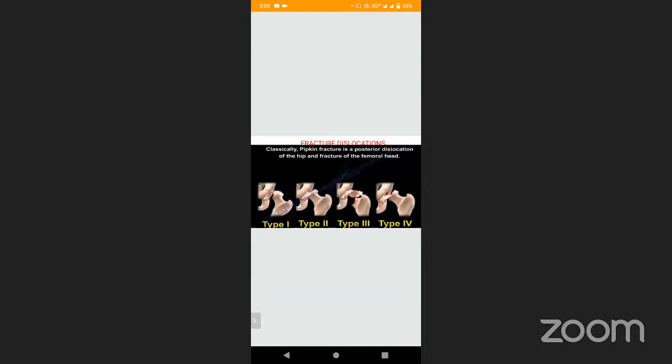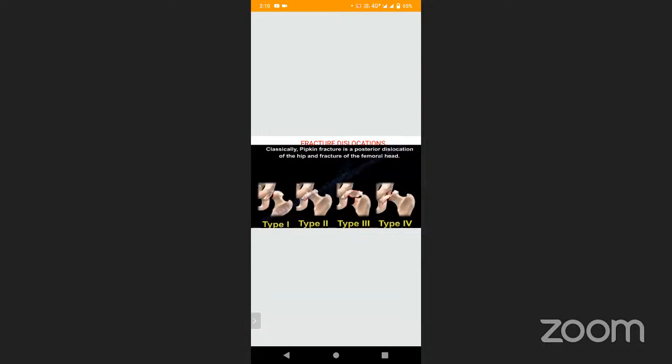If the head of the femur fracture is above the ligamentum teres, that is above the fovea capitis, it is called type 2. If there is a head of the femur fracture along with a fracture of the neck of the femur, it is called type 3 Pipkin fracture dislocation. And if along with the fracture of the head of the femur there is a fracture of the acetabulum, it is called type 4 Pipkin dislocation.